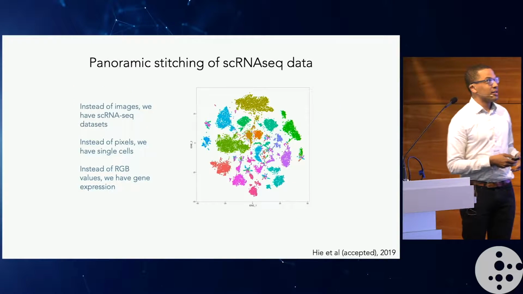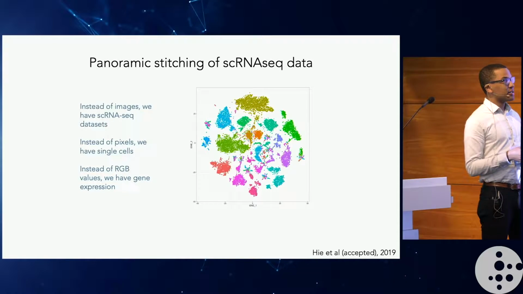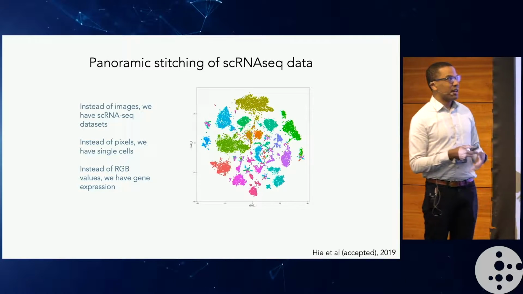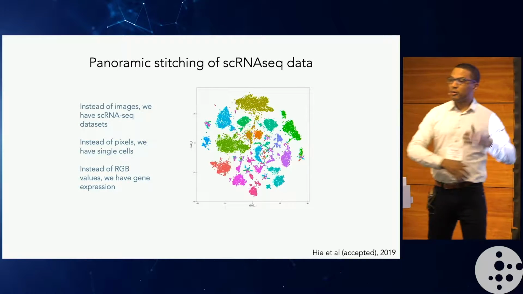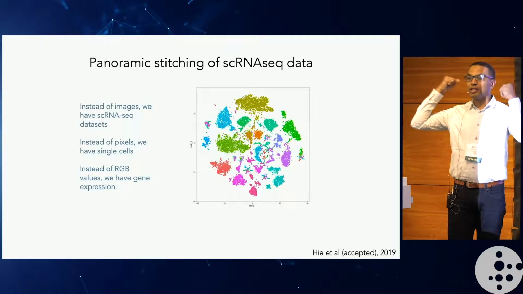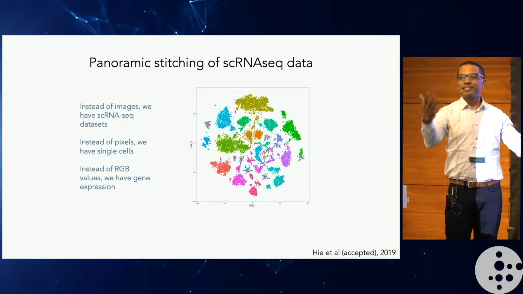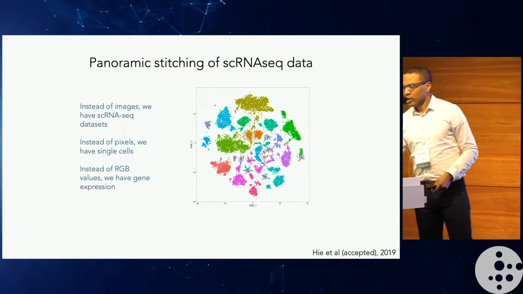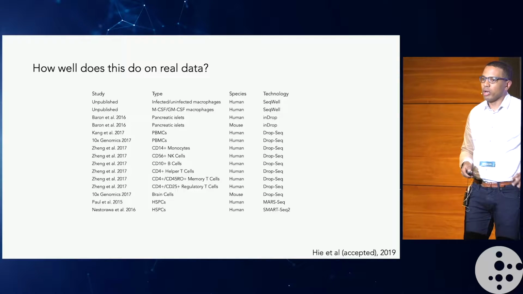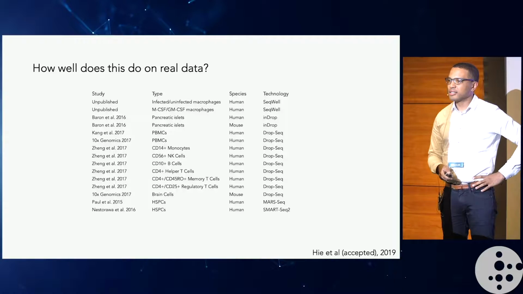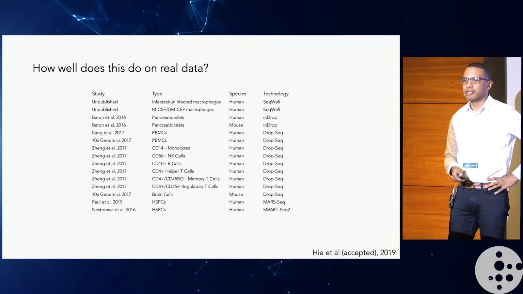And so you can imagine an algorithm that does something quite similar if you had single-cell RNA sequencing data. The idea here is that instead of images, we have single-cell RNA sequencing data. Instead of pixels, we have single cells. And instead of RGB values, we have gene expression. What we want to see is, can we use this algorithm and apply it to single-cell RNA sequencing data? So we took every public data set we could download. At this point, I think our mega data set is about 1.5 million cells.